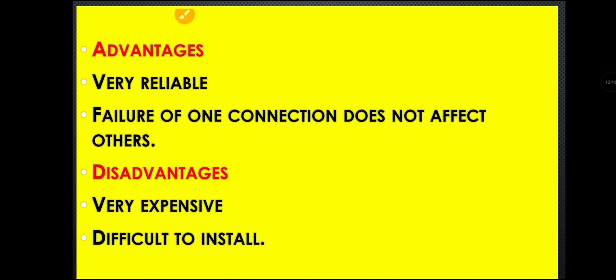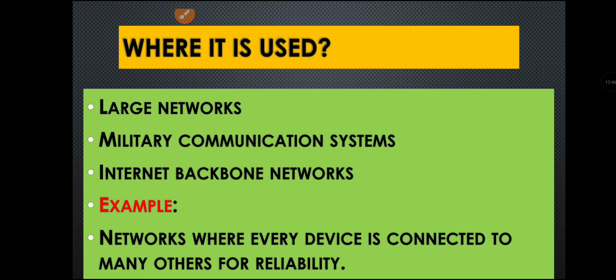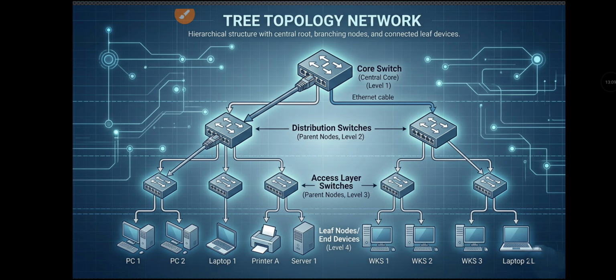So that is the main disadvantage of mesh topology. And the question comes, in which area do we use mesh topology? We use mesh topology in large networks, in military communication systems, in internet backbone networks. For example, networks where every device is connected to many others for reliability. So in large network areas, in military communication systems, in internet backbone networks, we use mesh topology.